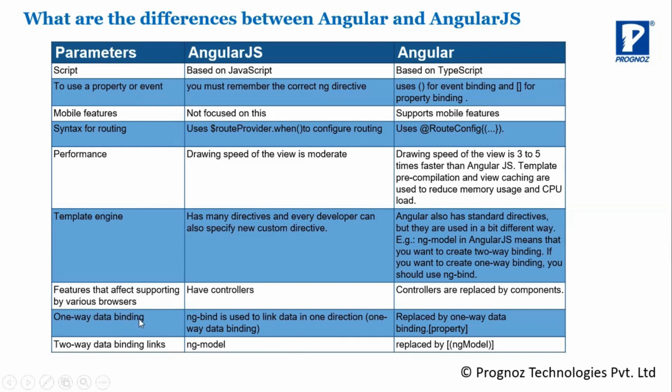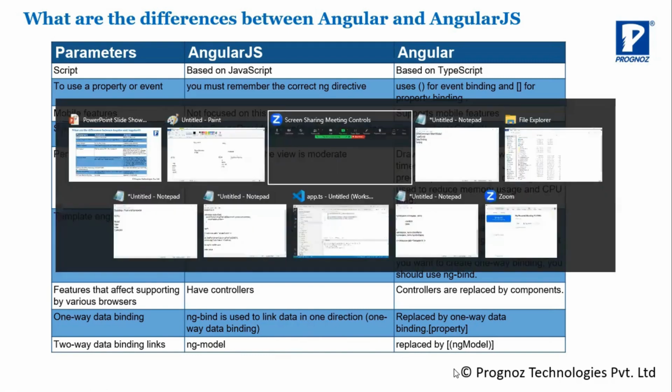Then next is one-way data binding. If you want to bind the data to any HTML page, there was a directive called ngBind in AngularJS to bind the data. But for one-way data binding in Angular, we use the square brackets. And two-way data binding was ngModel in AngularJS, but here we use a different way for two-way data binding.